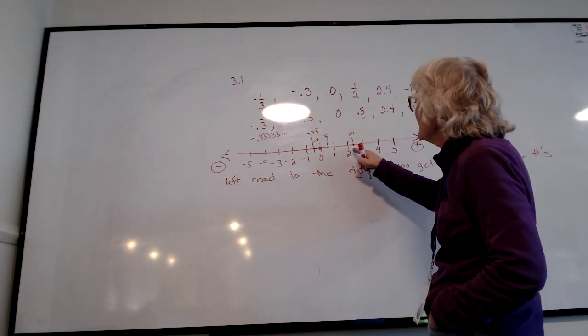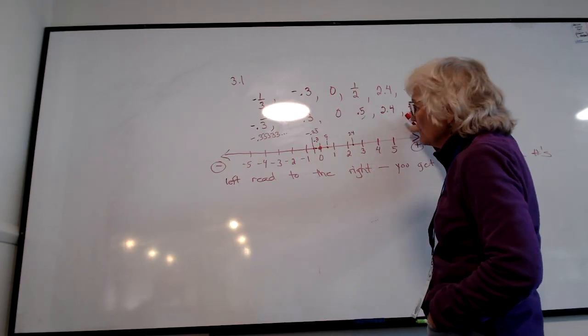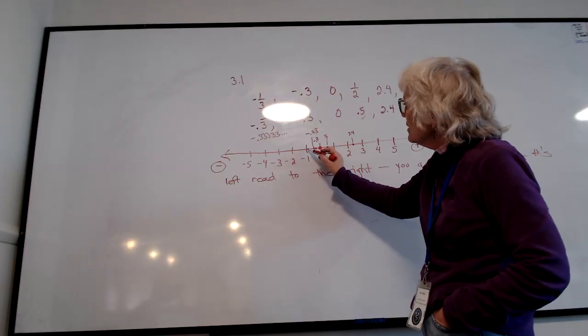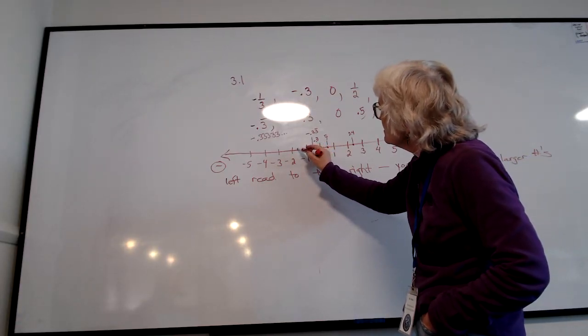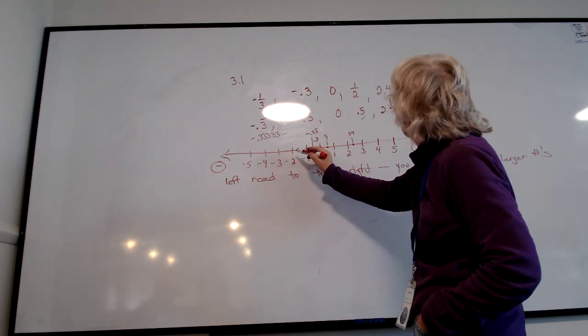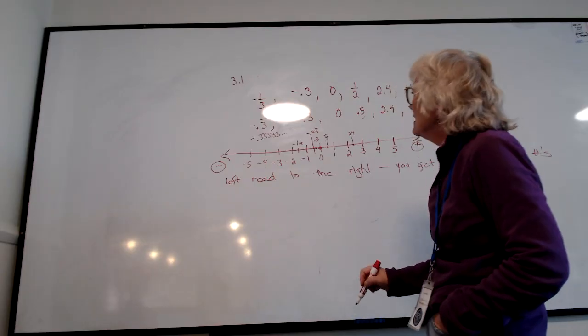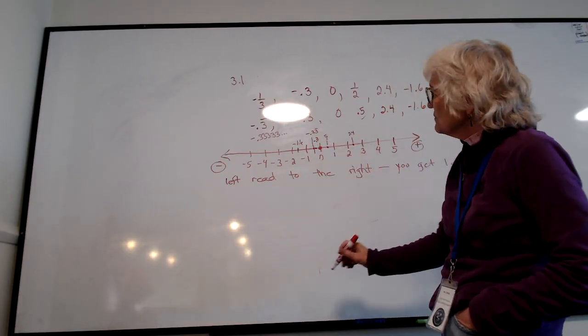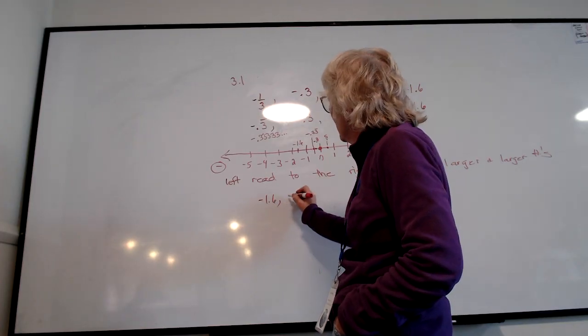Think of cutting these into 10 pieces. We're on the 4th one. This is a negative 1. So a negative 1, and then I have to go, like, if there's 10 pieces, I have to go 6 of them, so a little bit over a half. So that's negative 1.6.